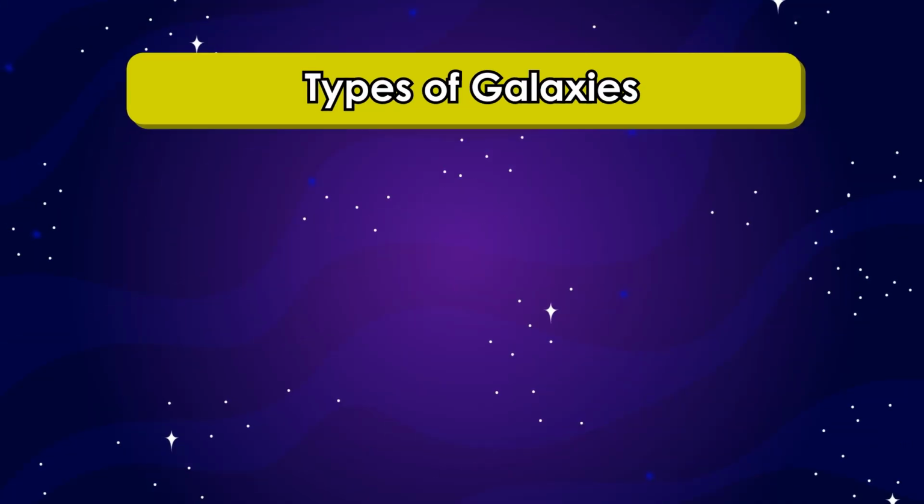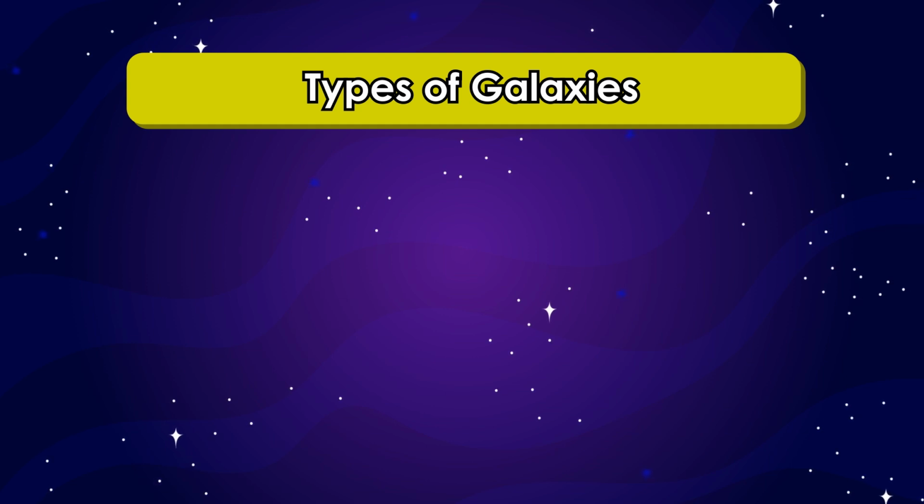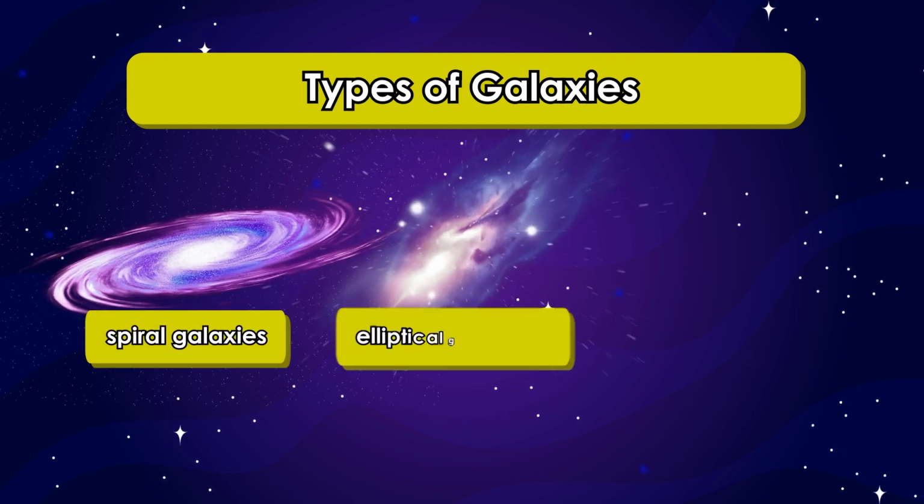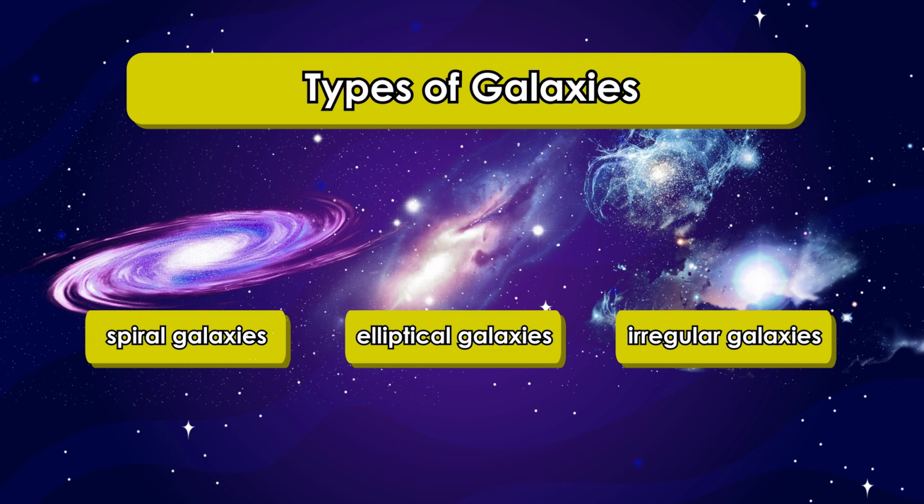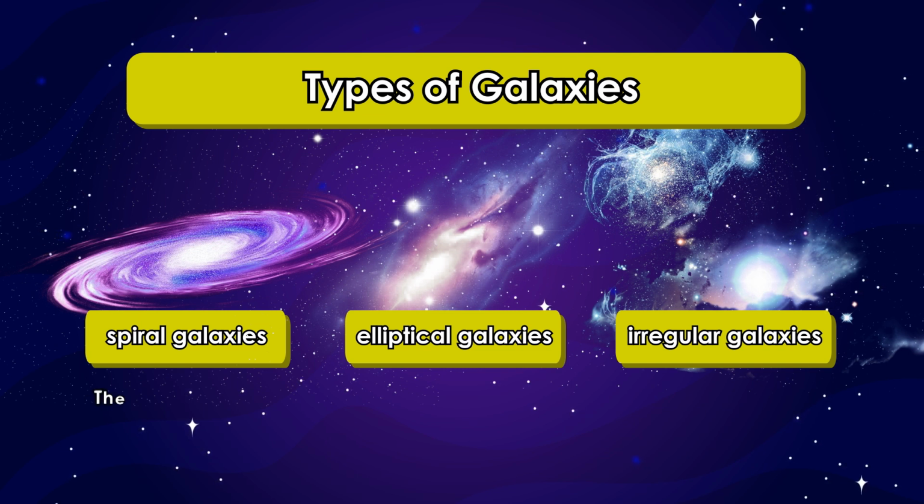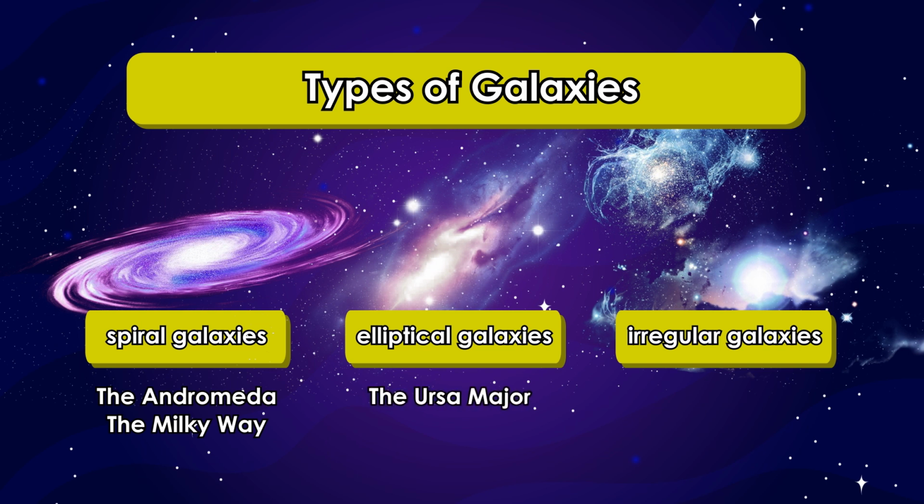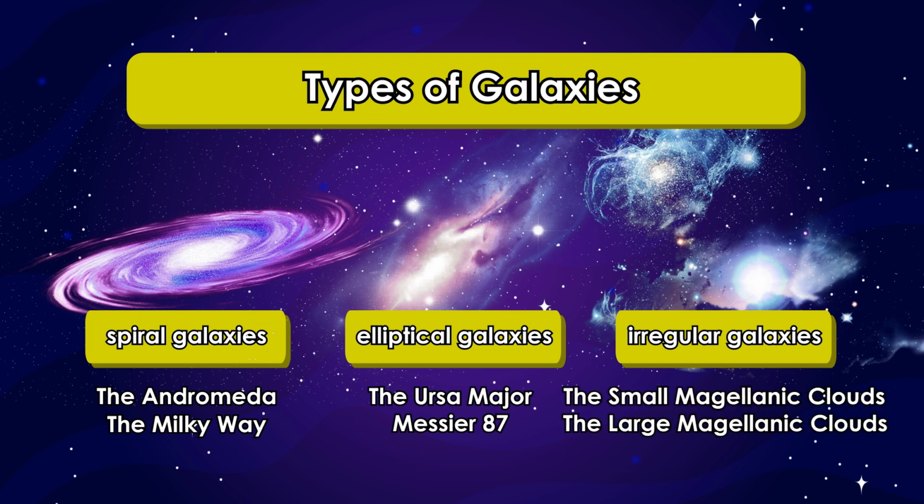There are millions of galaxies in the universe. Galaxies come in many forms, such as the spiral galaxies, the elliptical galaxies, and the irregular galaxies. Examples of spiral galaxies are the Andromeda and the Milky Way. Examples of elliptical galaxies include the Ursa Major and Messier 87. Next, let's look at examples of irregular galaxies, which are the Small Magellanic Cloud and the Large Magellanic Cloud.